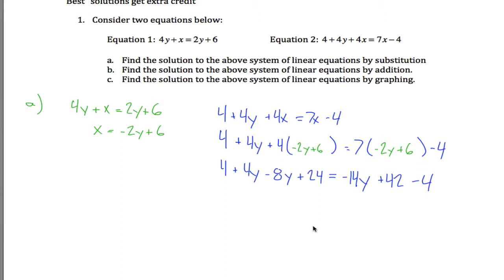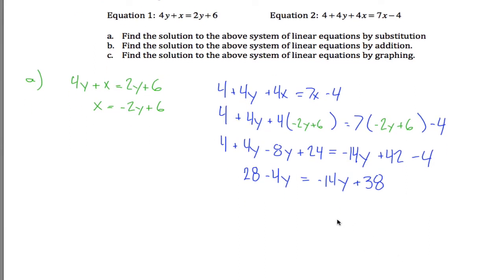You could probably do several steps at once, but I'm just going to combine like terms on both sides of the equation. What I mean by that is I got a 4 and a 24 here. Let's put those together and call it 28. I got a 4y and a negative 8y. Put those together and call them negative 4y. And then on the right, I got negative 14y. That's my only term with y's in it, so I'll just leave that alone. But I got 42 and minus 4. Put those together, you got 38. That gets me here. I'm just about done.